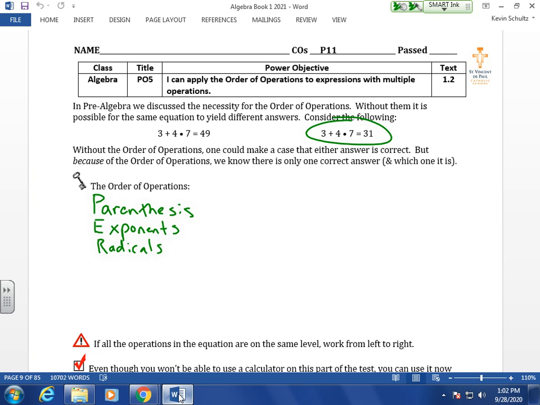M for multiplication. D is for division. A for addition. And S for subtraction. PERMDAS. Okay?